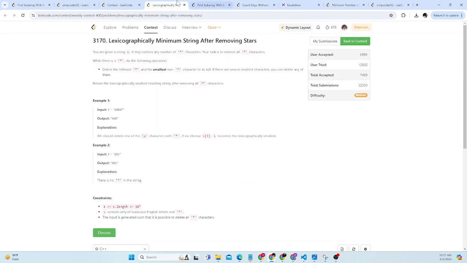Now let's move to the third problem: lexicographically minimum string after removing stars. We are given a string S. It may contain any number of star characters. Your task is to remove all the stars. While there is a star, do the following operation: delete the leftmost star and the smallest non-star character to its left. If there are multiple smallest characters, you can delete any of them. Return the lexicographically smallest string after removing all the stars.